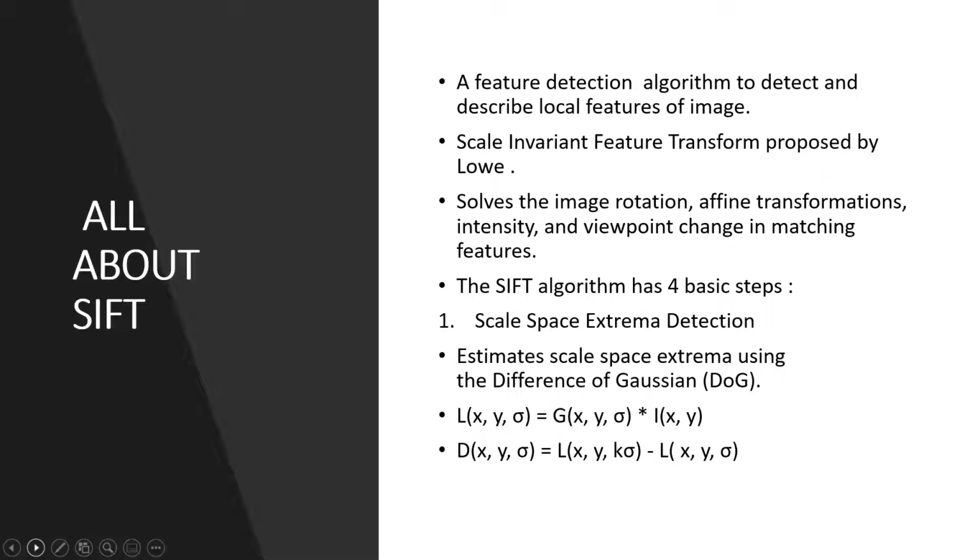The first one is scale space extrema detection. This step searches the entire scale and image location. The Difference of Gaussian function is used to identify the key points from the image. Here L is a convolution of a Gaussian filter with the image, and DOG is the difference between two L's with different sigmas.